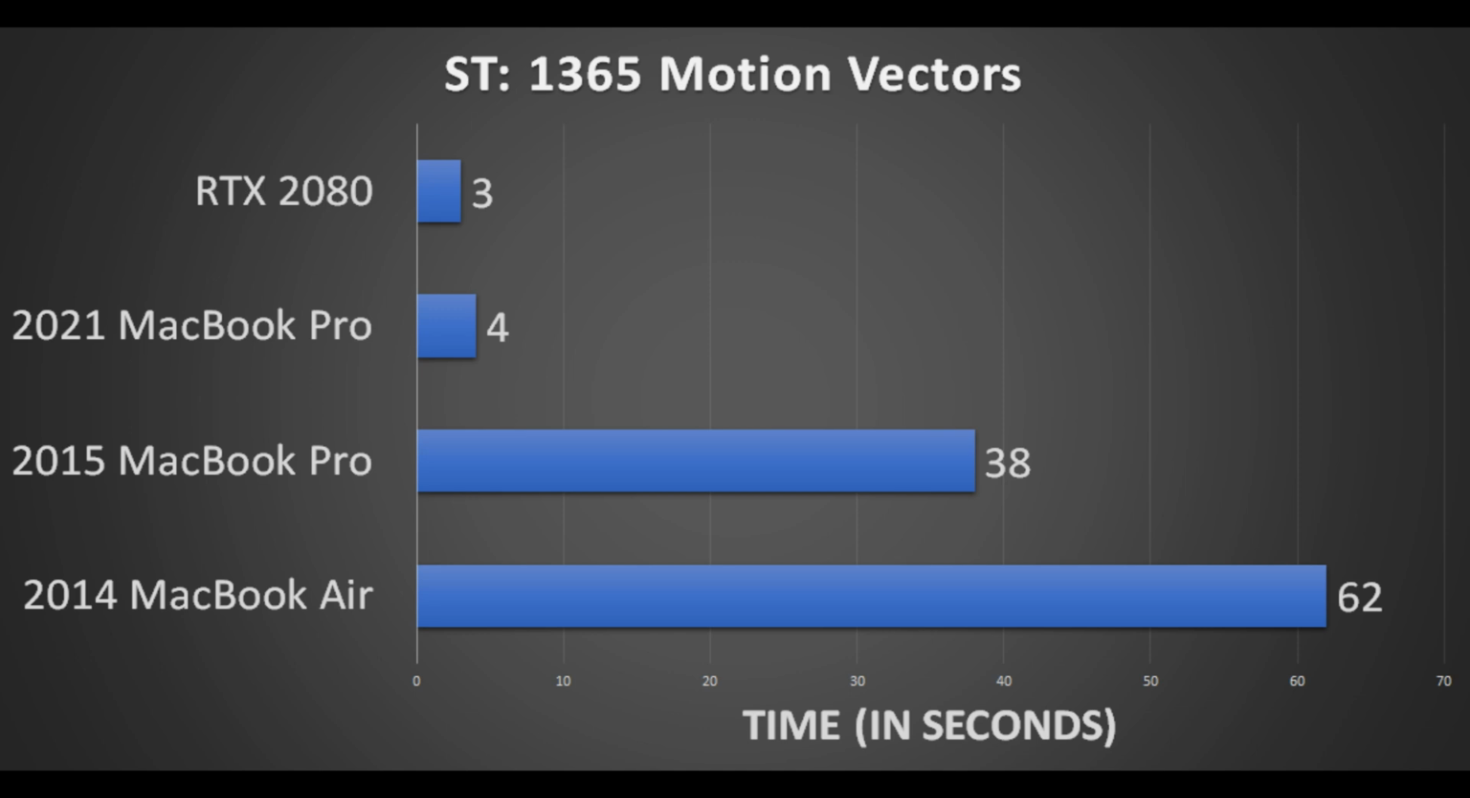Okay, so I did want to add just a few graphs here at the end of this video, just to more clearly illustrate the comparison between the different computers. And I've also added in a 2015 MacBook Pro to the list. So as we can see here, the 2014 MacBook Air took 62 seconds to process 1,365 motion vectors. That is compared with only 38 seconds for the 2015 MacBook Pro. And the 2021 MacBook Pro and the RTX 2080 are light years ahead at only 4 and 3 seconds respectively.